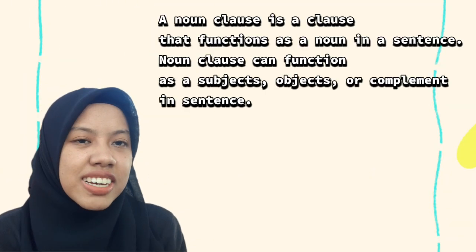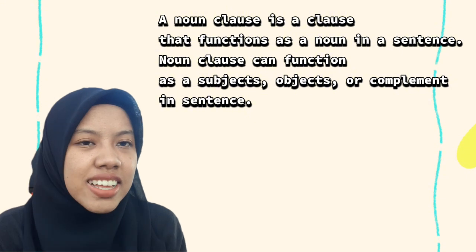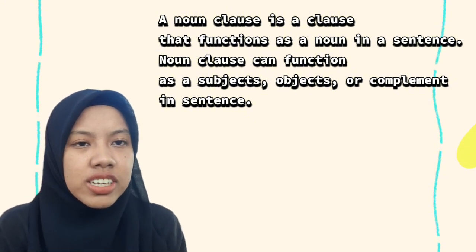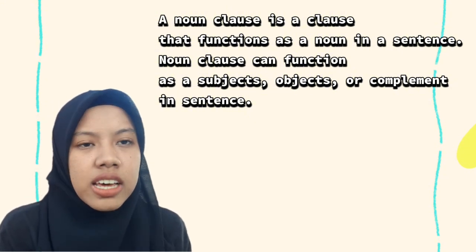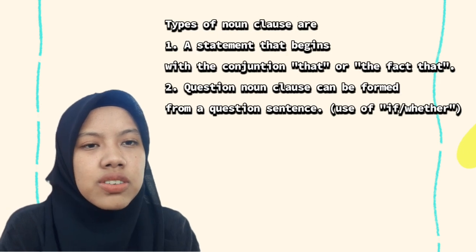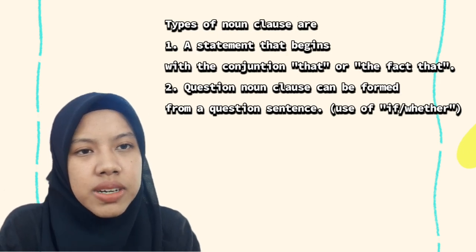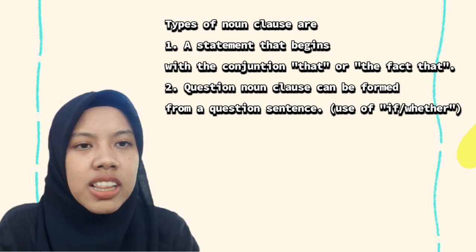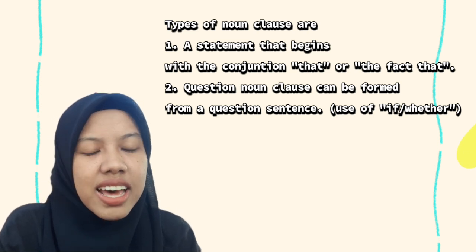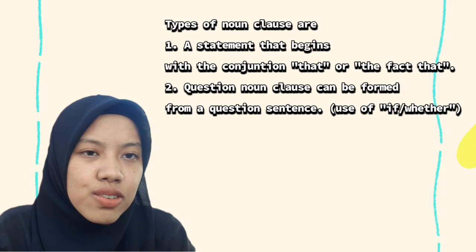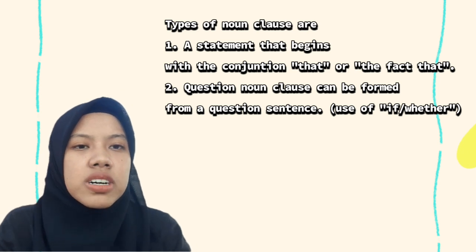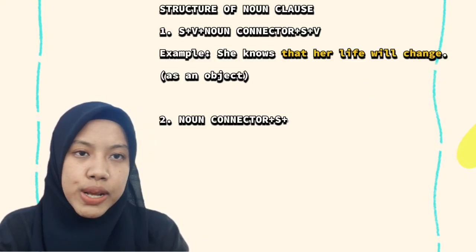A noun clause is a clause that functions as a noun in a sentence, and a noun clause can function as subject, object, and complement. The first type of noun clause is a statement, which begins with a conjunction like that or the fact that, and the second is a question. A noun clause can be formed from a question sentence, which is characterized by the use of if or whether.